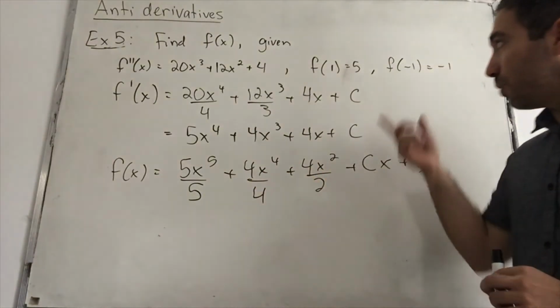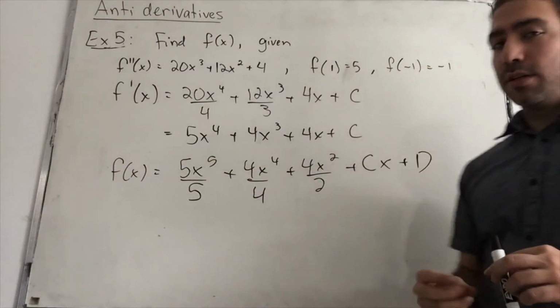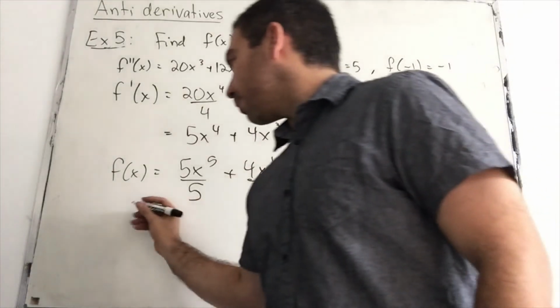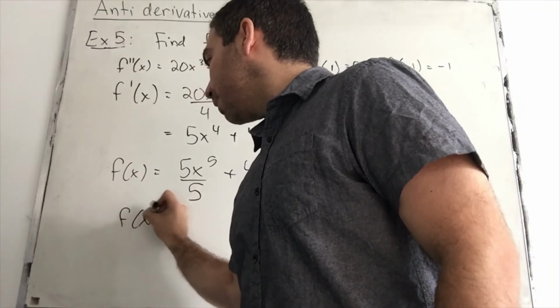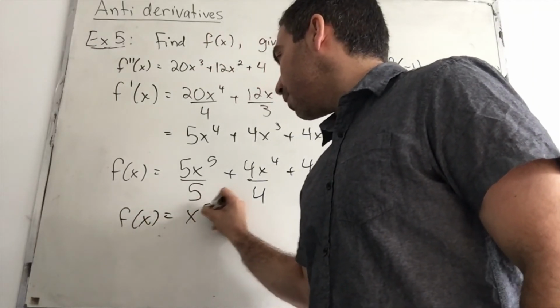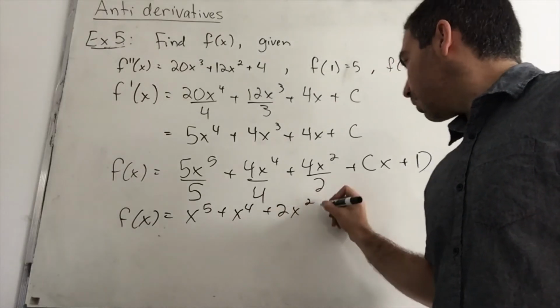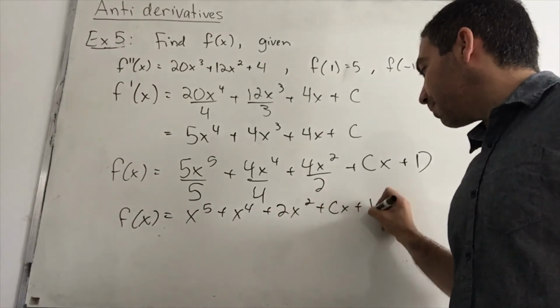Okay, so the issue with this function is that we have two unknowns, but that's okay, we could solve it because we have two initial conditions. So we could create two equations, we have two unknowns. This is high school math, we could solve this. So the function that we're dealing with, f of x, is x to the 5 plus x to the 4 plus 2x squared plus cx plus d.